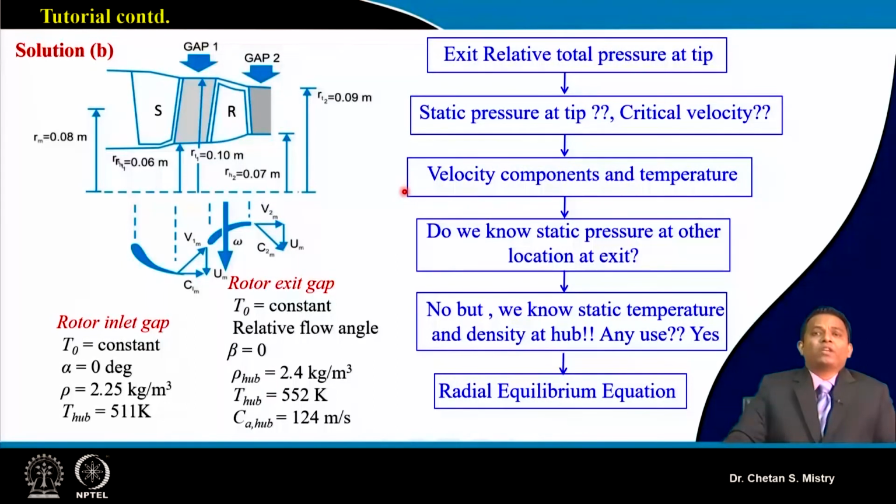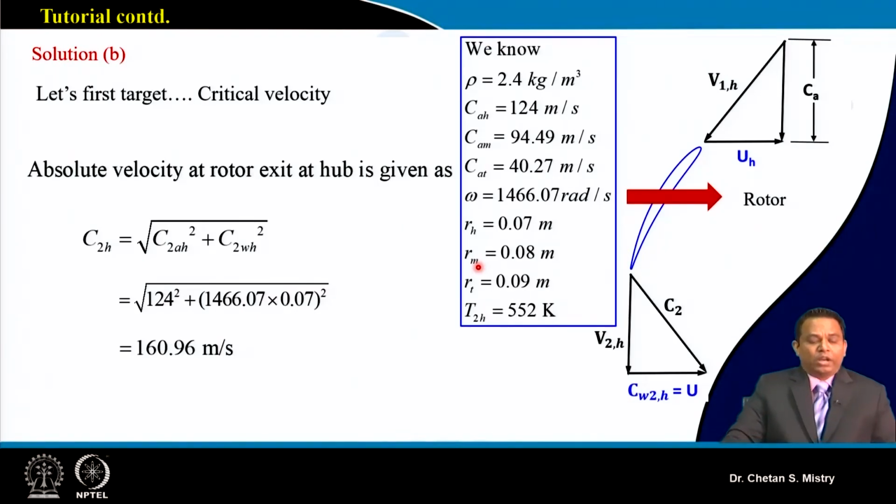Whenever this information is given to you, just try to look at what information is known to me and how I correlate these things. Many times the formulas are known to everyone, but how to apply them and where to apply them is always a question mark. So make this kind of chart, which will give you a hint how to solve the numerical. This will make our method of solution very easy. So let's see, very first we are targeting our critical velocity. This is my velocity triangle, at my hub.